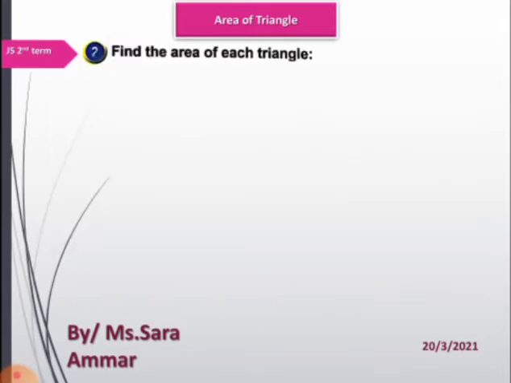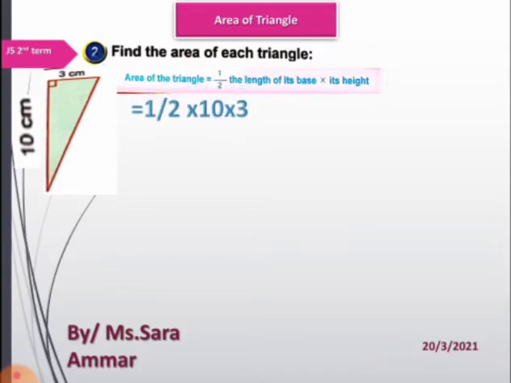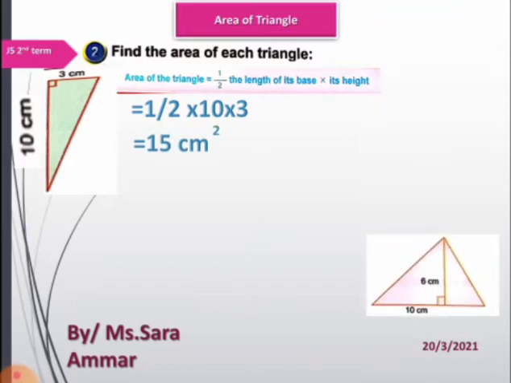Okay, find the area of each triangle. As you can see here, you have a right angle triangle and it gives me the lengths of the two sides of the right angle. We agreed that in a right angle triangle we can consider the two sides of the right angle as the base and the height. The rule again says area of triangle equals half the length of the base multiplied by the height. So if we consider the base is 10, I can say half times 10 times 3. Half of 10 is 5, 5 by 3 is 15 centimeters squared. Don't forget the square.